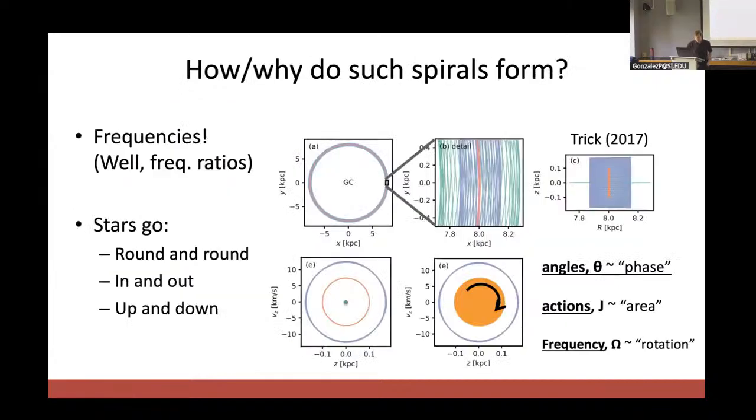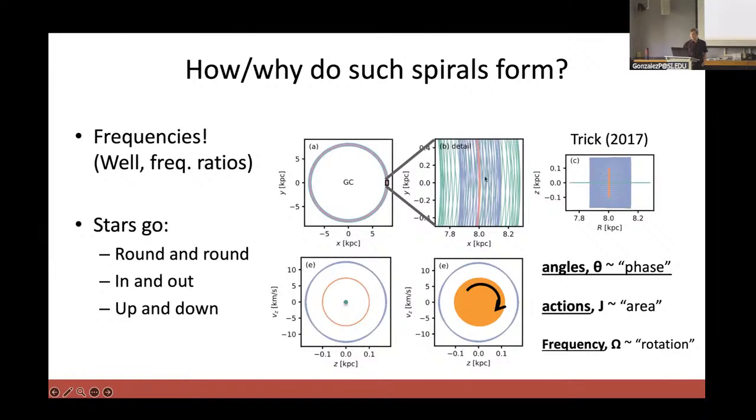I'm just going to do a brief digression on how and why such spirals form, because it's important for later. It's to do with orbital frequencies, or more accurately, the ratio between orbital frequencies. A star orbiting around the galaxy goes round and round, fine. It also goes in and out, with some radial eccentricity, and it goes up and down, with some vertical eccentricity, as it goes around. They're not all perfect circles. In this little infographic from Wilmatrick's thesis, we have 3 orbits that are all pretty close to circular, but it's enough to show what's going on.